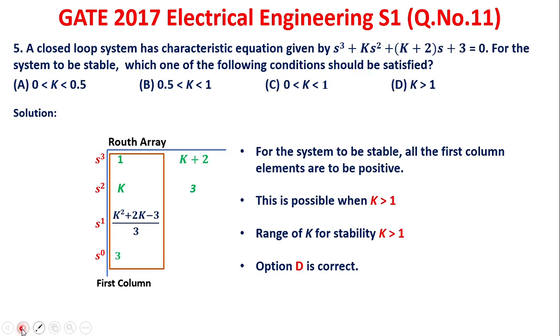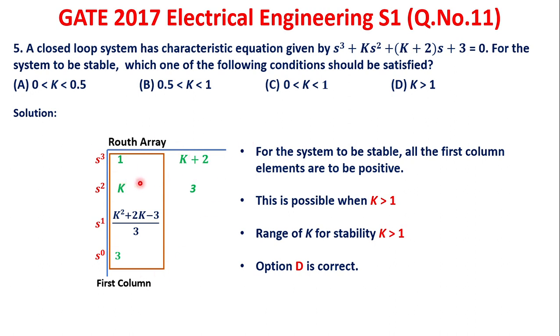Next problem. A closed loop system has a characteristic equation given by s cube plus k square plus k plus 2 into s plus 3 equal to 0. For the system to be stable, which of the following conditions should be satisfied? So 4 conditions are given, 4 options are given. So as usual, formulate the Routh array. So we know how to formulate the Routh array.